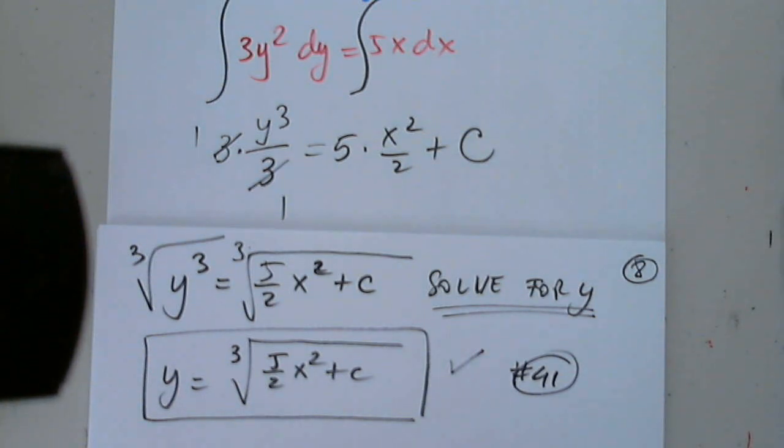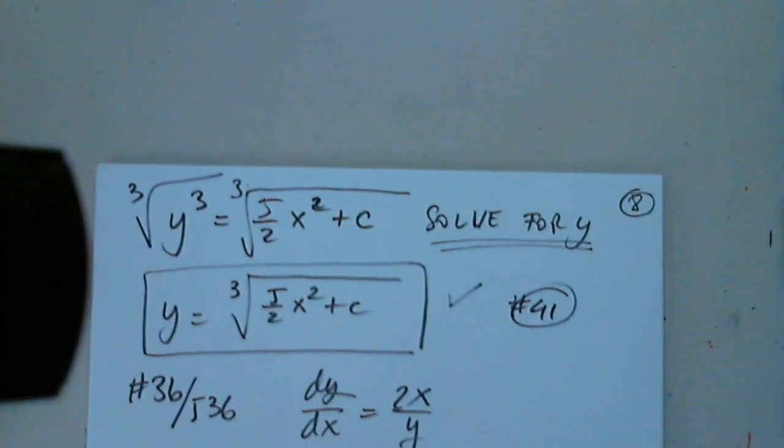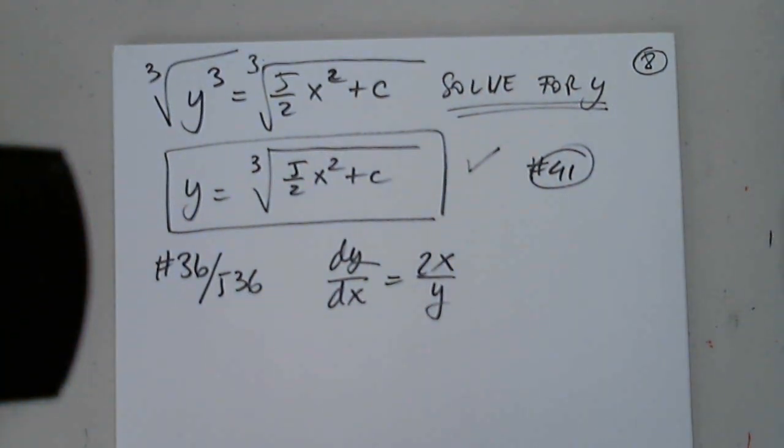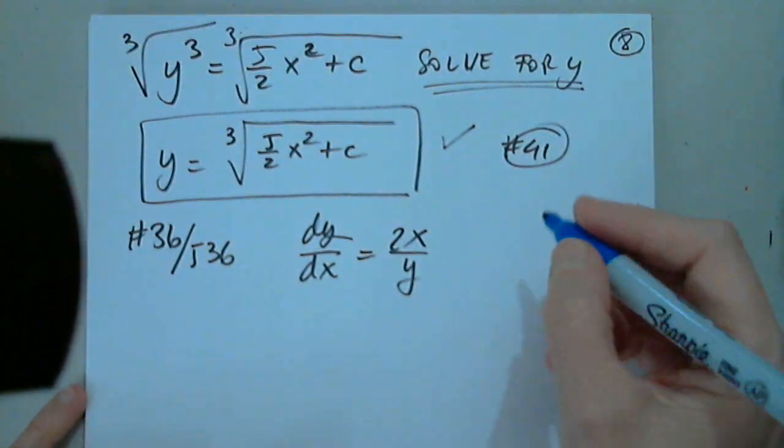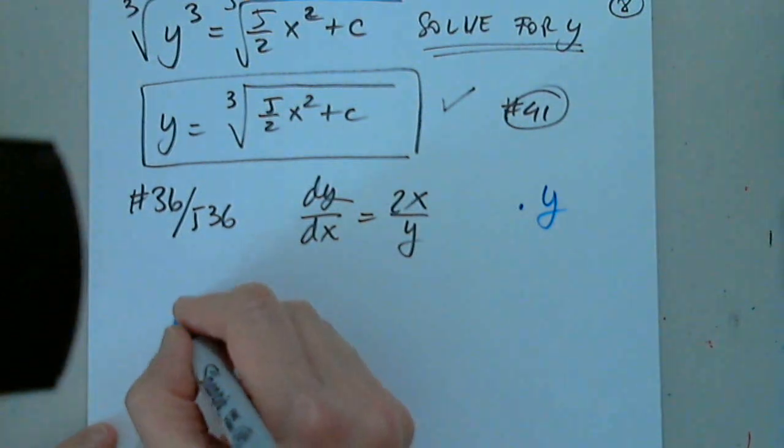I want 36. Very good. 36 is good. Same page, 536. We have dy over dx equals 2x over y. Perfect. And then the next one is 41. Good. First step. What do you think we need to do? Separate y and x. Yes. Perfect. What would be the first step to do that? Multiply y by both sides. Okay, perfect. We want to start by multiplying y by both sides.